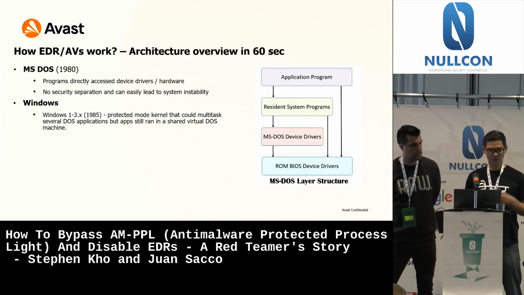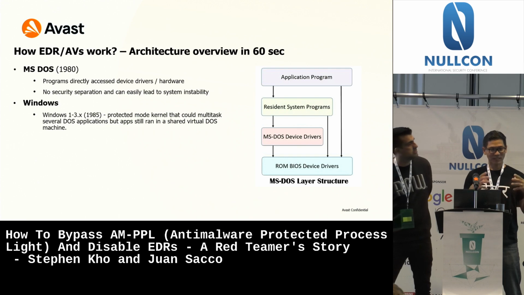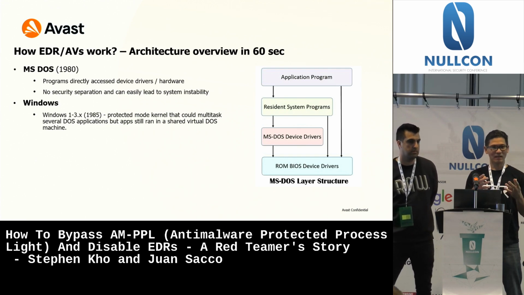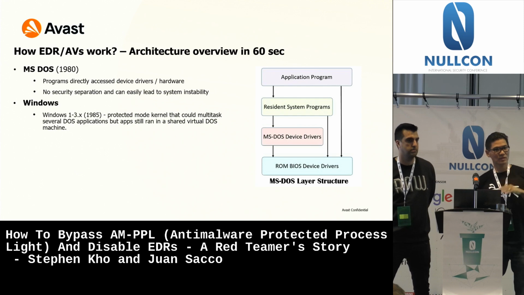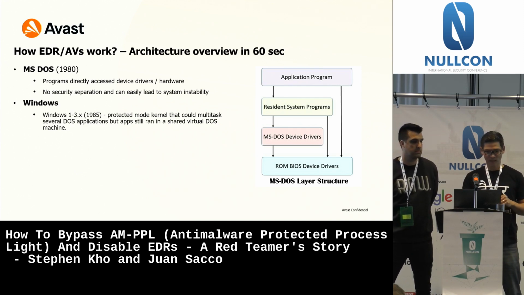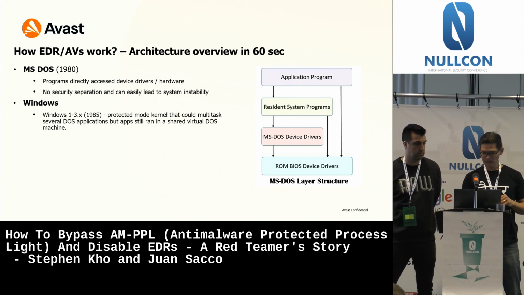Now, Windows came along and it started to do sort of protected mode kernel that could multitask, but then it still relied on a shared virtual DOS machine. So it's still not the security that we see now with later versions of Windows.